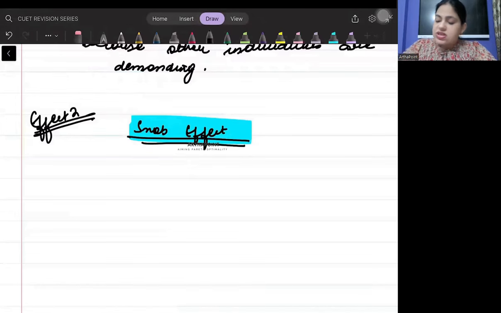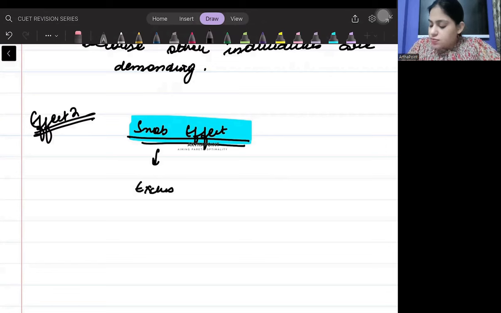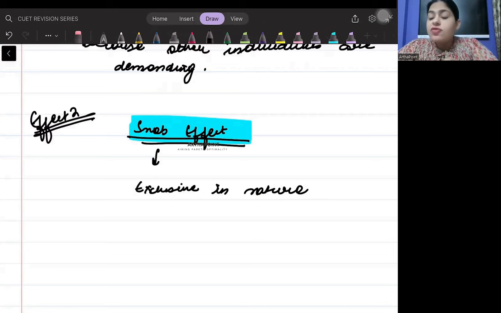Snob effect basically says that I am going to consume those commodities which show that I am maybe rich, right? So snob effect applies to commodities which are consumed because, number one, of their prestige value, and number two, because they are very exclusive in nature. For this, mostly the word used is exclusive in nature. Like a rare painting for which an auction is going on and people want to pay more and more for that painting, right? So that will be the snob effect.